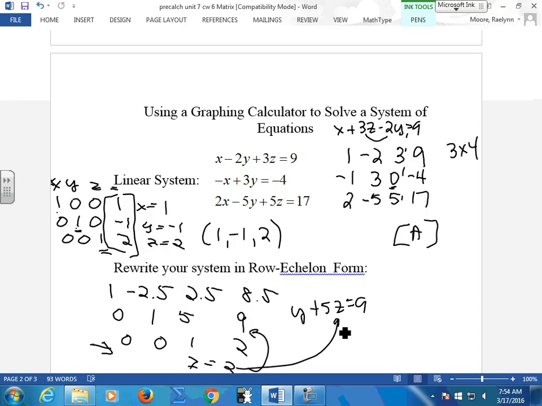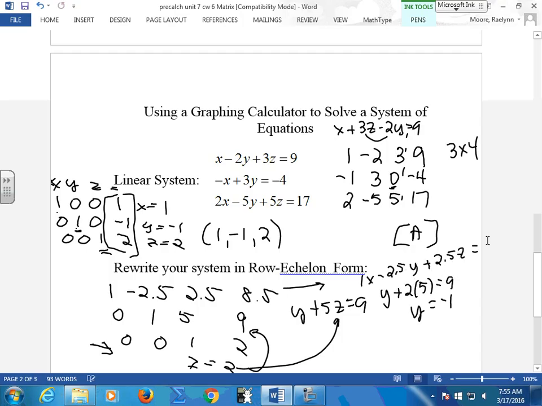This is the equation that it wants you to use. It reorders everything. It kind of makes its own set of equations for you. So then when you plug your z in here, you're going to get y plus 2 times 5 equals 9. And so y is going to be equal to 10 minus 1, negative 1. Then you're going to come to this equation: 1x minus 2.5y plus 2.5z equals 8.5. Now you're going to have to plug in your y and your z. You're going to back substitute.